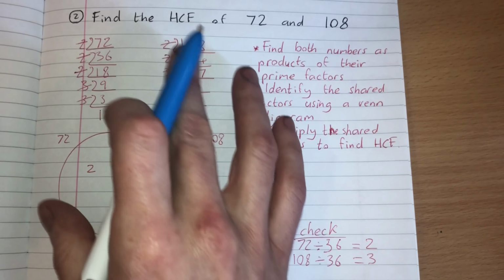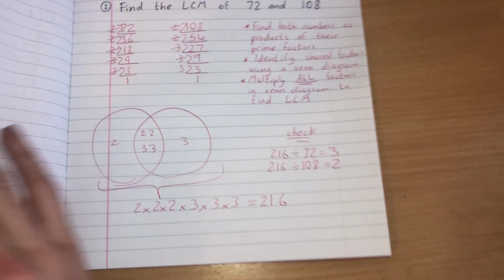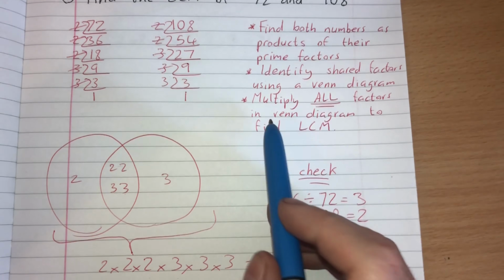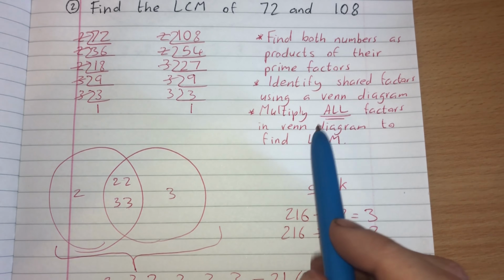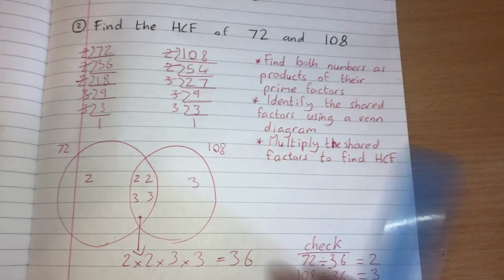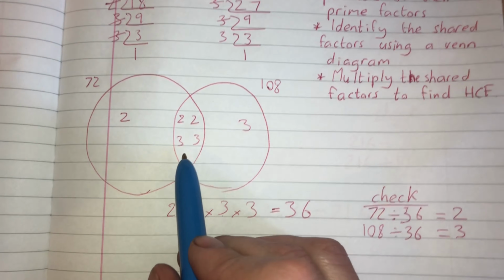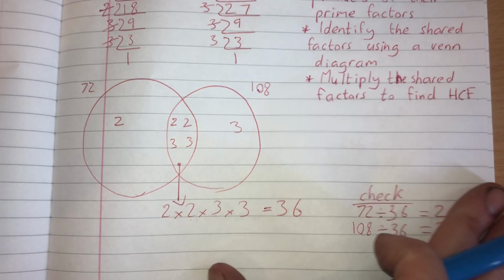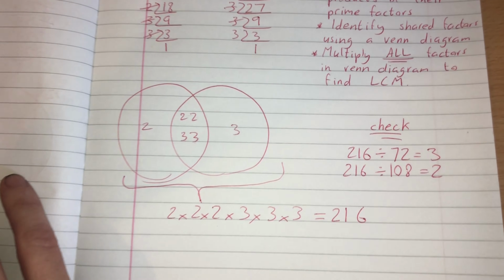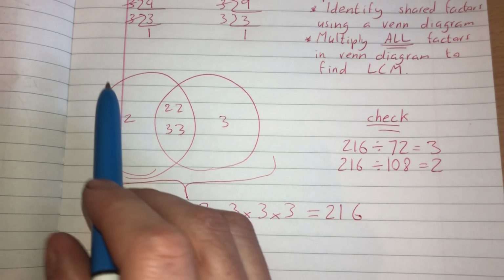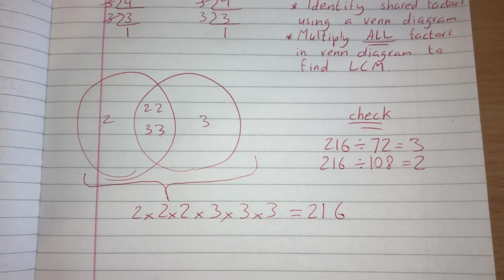The steps between highest common factor and lowest common multiple are almost identical. Just keep in mind that third and final step. For finding the highest common factor, we only multiply together the shared factors in the middle. If we're trying to find the lowest common multiple, we multiply all the factors that are in the Venn diagram.